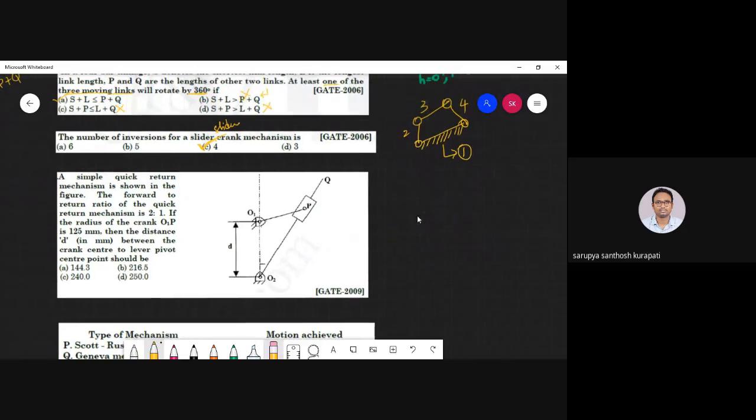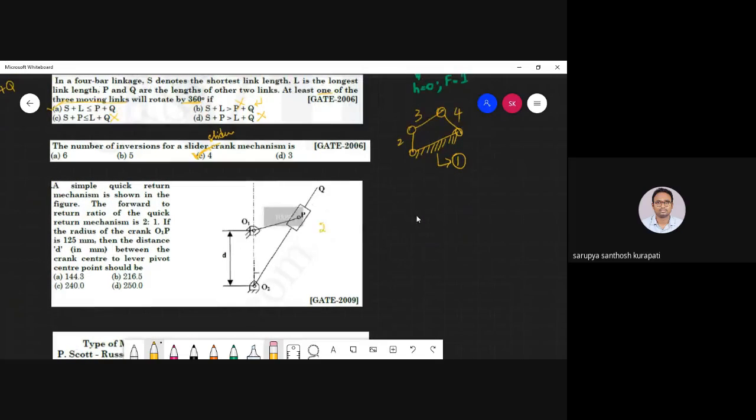Next, coming to this particular question, and this question they have asked for 2 marks.